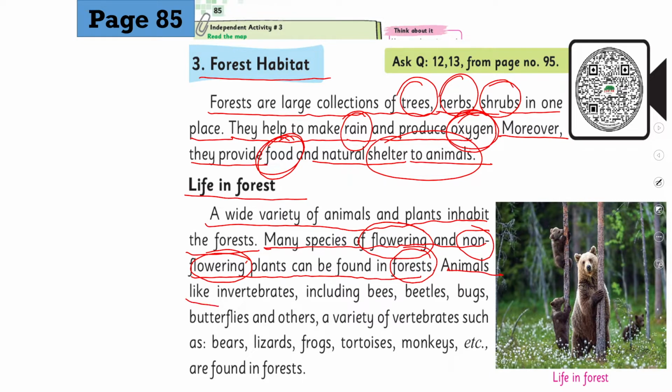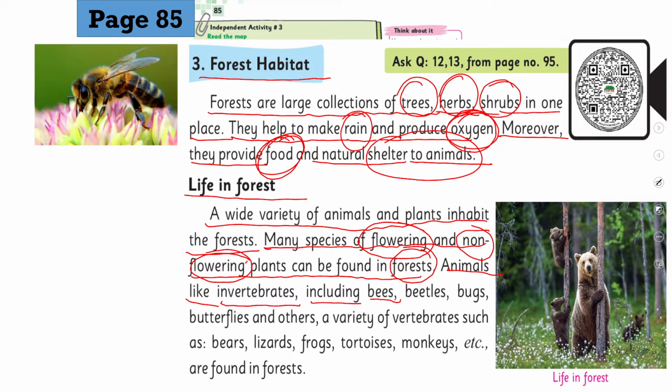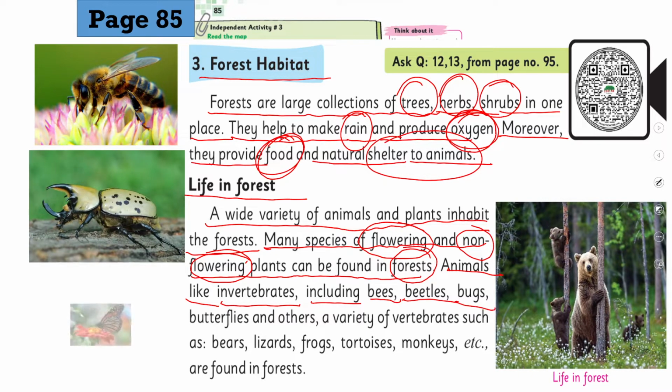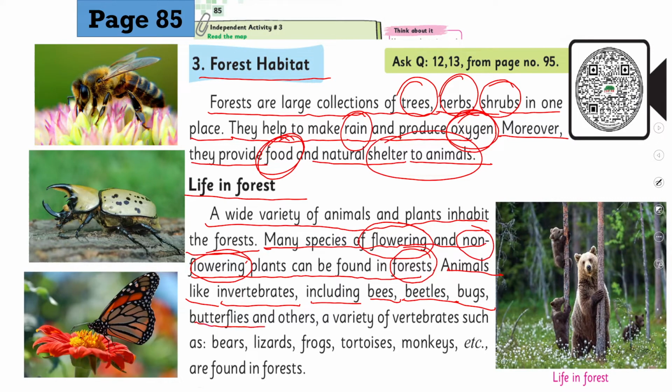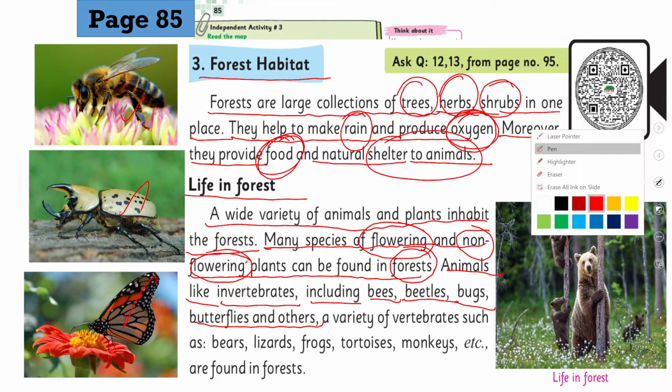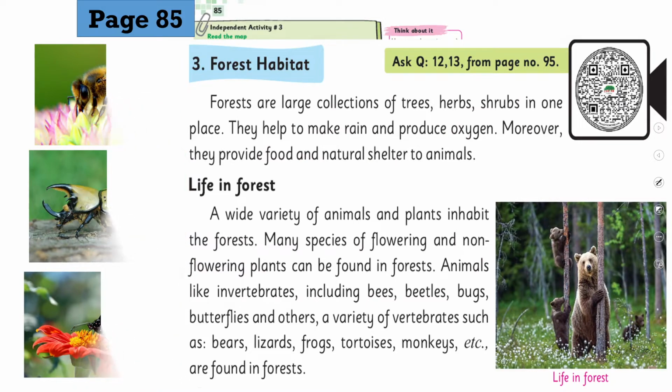Animals like invertebrates including bees, beetles, bugs, butterflies and others live in the forest. ठीक है, आपको नजर भी आ रही हैं स्क्रीन पे bees, beetles and butterflies. These are all invertebrates और ये आपको forest में नजर आते हैं.